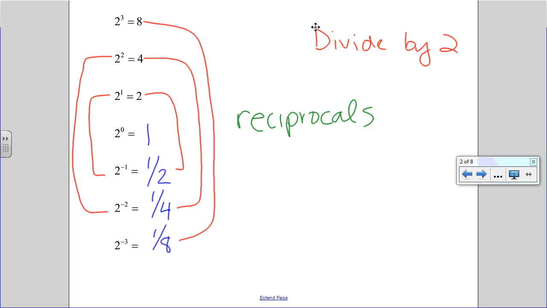Now, our property for 0 is simply this. Anything to the 0 power is 1. Whether it's negative 1,755,842.97 to the 0 power, it would be 1. Anything to the 0 power is 1. And like I said, I'll prove that to you on Monday.